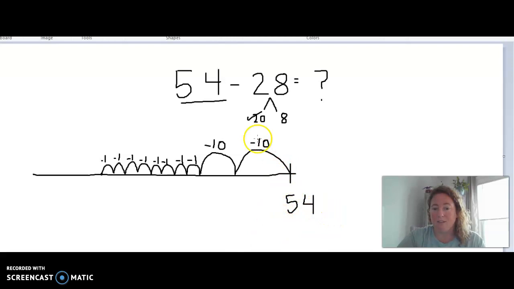So 54 minus 10, I only change the tens digit, so that makes it 44. Now I'm going back again. 44 minus 10 is 34.